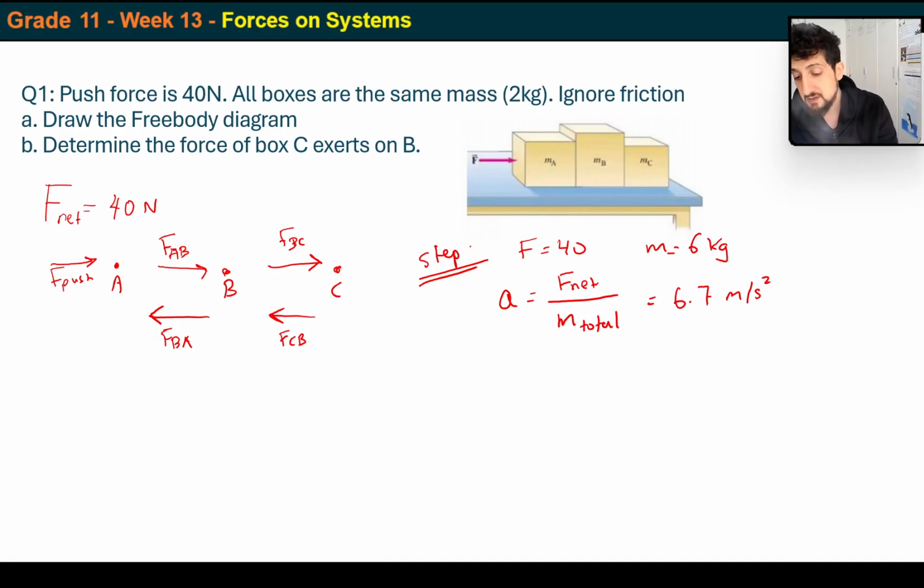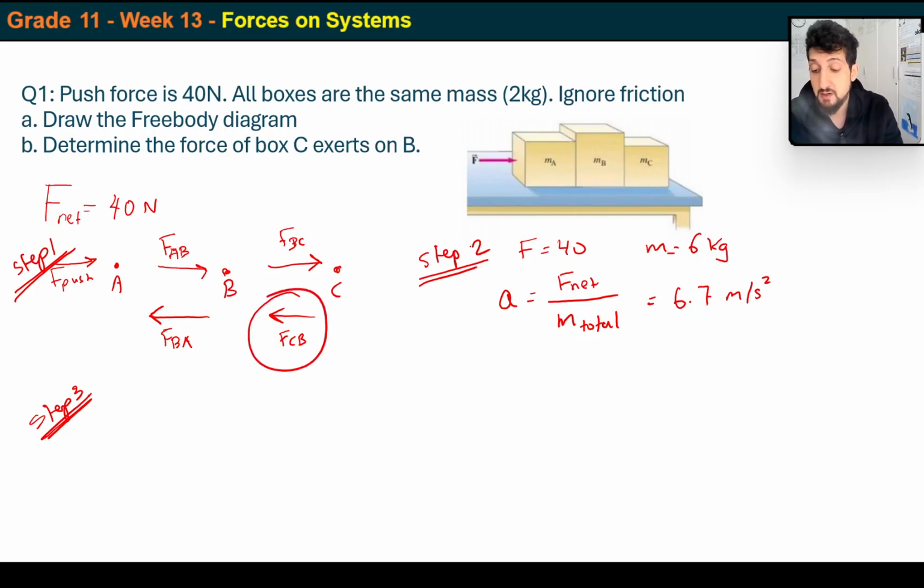So this is in fact step 2, because step 1 was to draw the free body diagram. I want you to remember step 1 is always to draw the free body diagram. Step 2 is to work out the acceleration. And now step 3 is to look at what the question is asking for. So the question is asking for the force C exerts on B. So that's this one here.